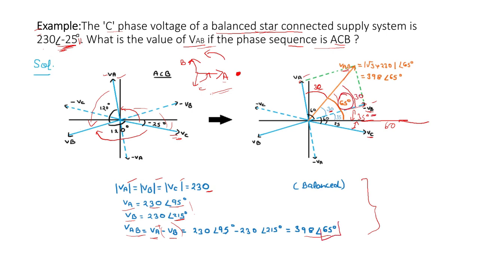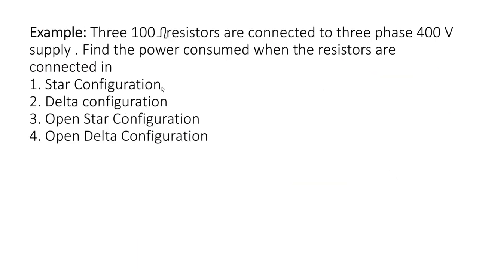So now we know the angle of this VAB, which is 65 degrees. And its magnitude, we have calculated using the formula of vector addition. So it is root 3 times the phase voltage, which is 398. So you can calculate this line voltage using this phasor diagram, or you can use this theoretical option also. Both are available. Okay, now we will see another example.